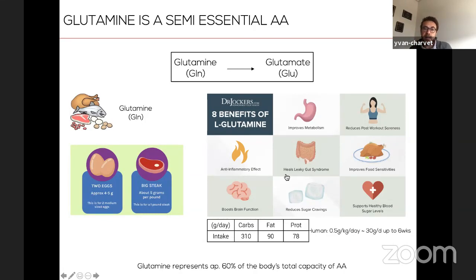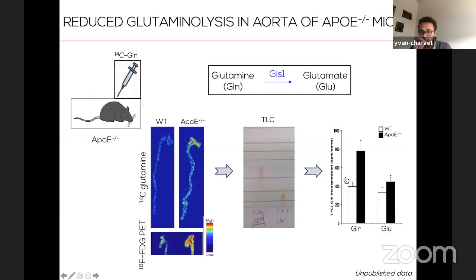We were interested in this advertising online on Google that glutamine could have anti-inflammatory effects, could improve metabolism, and could boost your brain function. But in fact, when you look on PubMed, you clearly have no strong evidence or causal proof that glutamine is doing all these things. So we decided to try to understand how glutamine could be important in atherosclerosis.